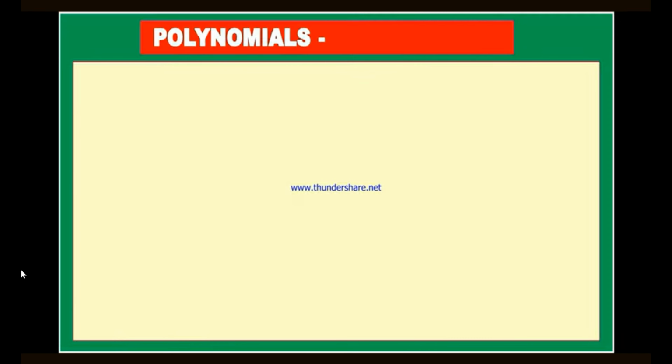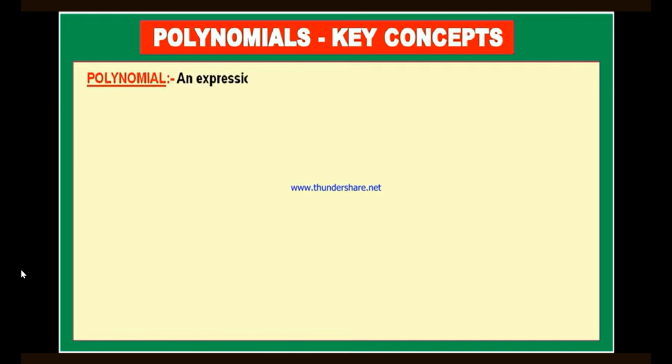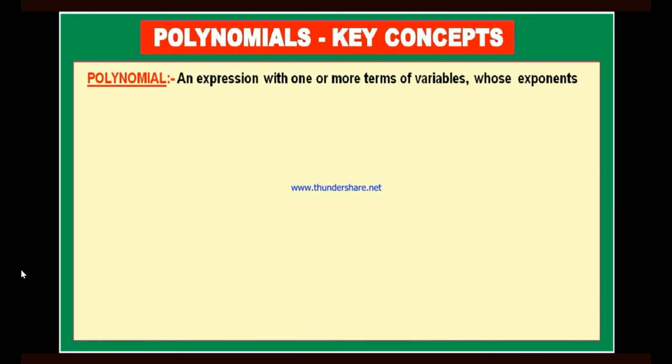Here are some key concepts from the chapter Polynomials. Let us know what a polynomial is first of all. A polynomial is an expression with one or more terms of variables whose exponents are non-negative integers. I shall repeat, an expression with one or more terms of variables whose exponents are non-negative integers. I shall try to explain.